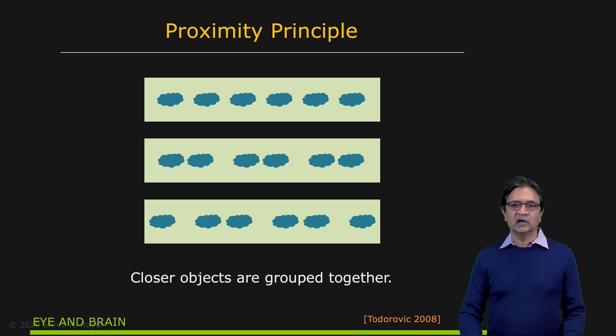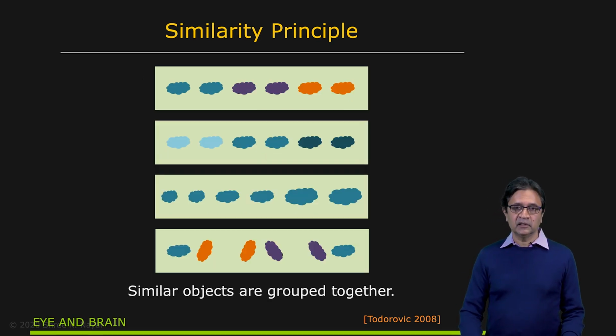Closer objects are grouped together, not surprising. And then you have similarity as a principle. In this case, things that look the same are grouped together. So once again, in this case, you can see this whole thing as one group with these subgroups, and the subgroups are defined as pairs that actually look identical to each other.